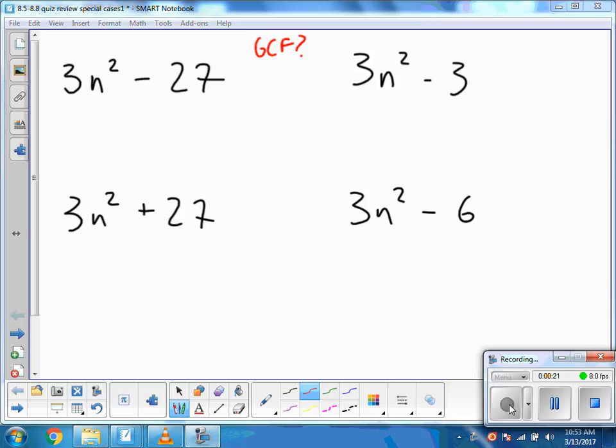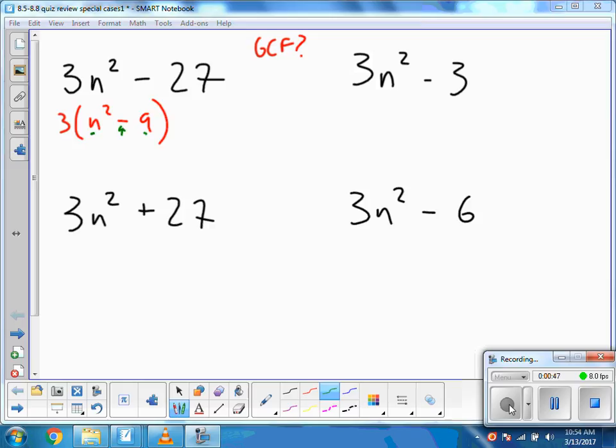Do that every time. And I see that there is a 3, and my GCF is here. Now that I've factored out the 3, I'm going to look at my n squared minus 9. There's a few things I'm going to recognize here. I'm going to recognize that the first term is squared, and that my final term is a perfect square as well. I'm looking for a 1, a 4, a 16, 25, 36, all my perfect squares.